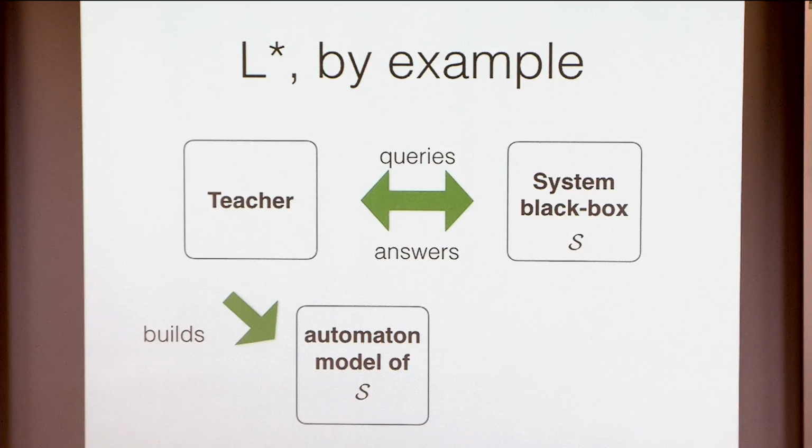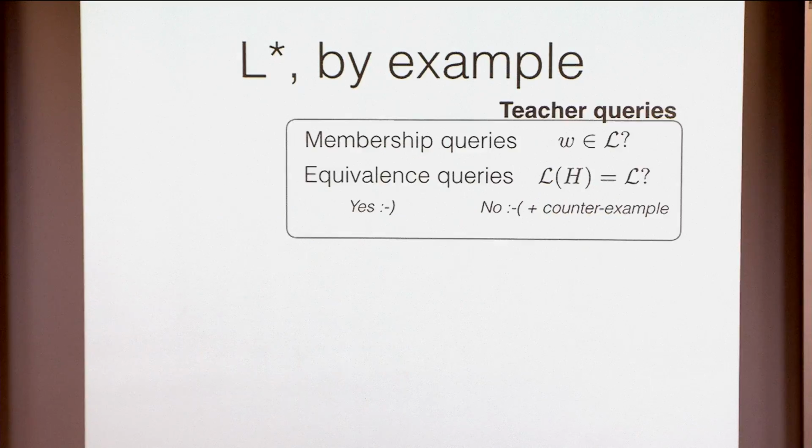So I'm going to show you L-star by example, and the setup is as follows, and this is the setup for any active learning algorithm. There's this entity called a teacher to whom you can ask questions, and there's a black box system that you want to learn, and this teacher knows about what the system does. And what you're going to do is build an automaton model of the system. So if the system does more than regular queries, what you're going to build is an approximation of the regular part of the system.